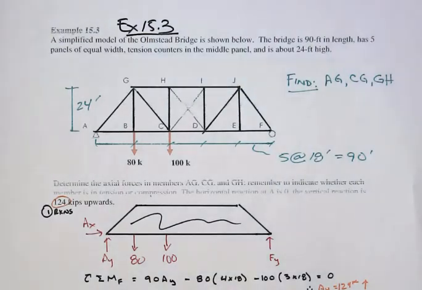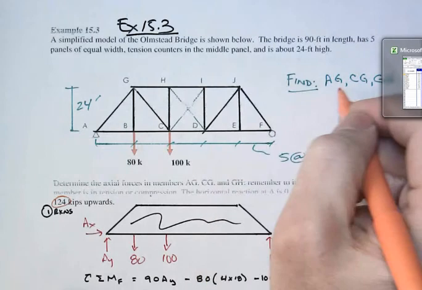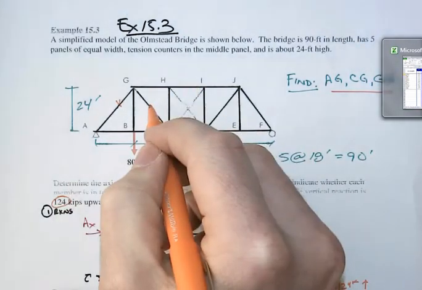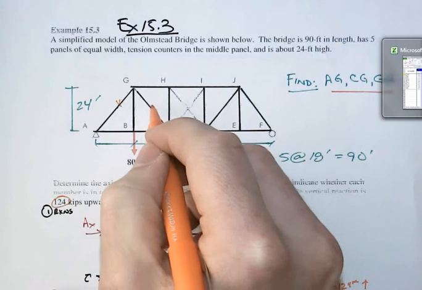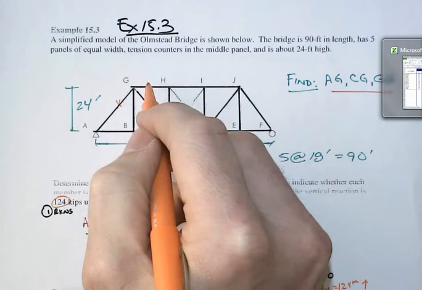In example 15.3, we get an indication here with the Olmstead Bridge about how we can use a combination of a method of sections and method of joints to judiciously get to what it is that we're after. In this problem, we've been asked to find only three member forces. Those forces are the force in member AG, that's the end post, in CG, that's the first diagonal in the web of the truss, and then in member GH.